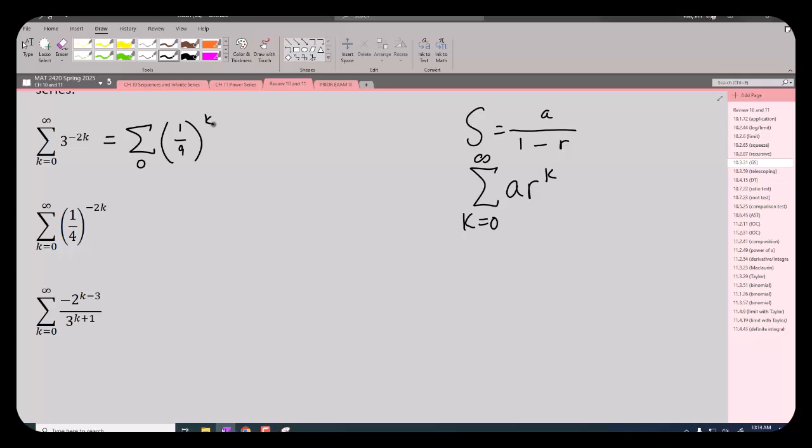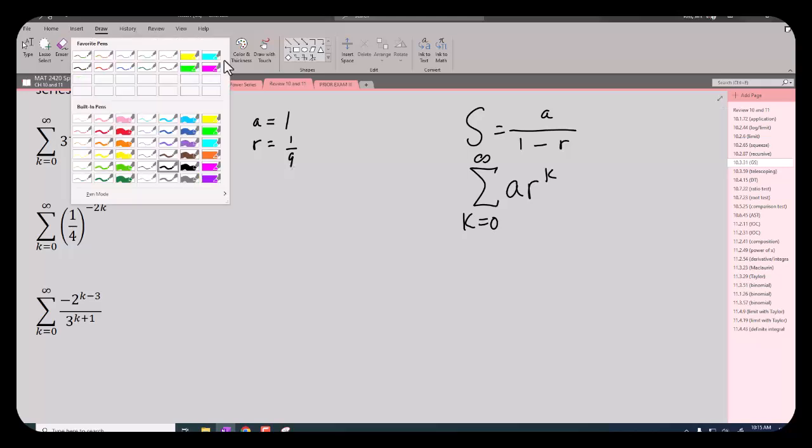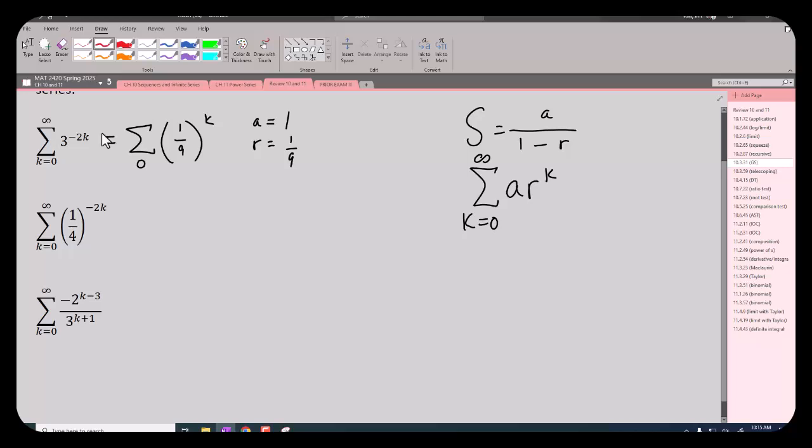Now we can see A and R. This tells us that A is equal to what? 1. 1/9 to the 0. So we use the initial K value to get A, so 1. And the common ratio? 1/9. It's whatever is below the K wrapped up in parentheses. And then we're going to compare that to 1. That's less than 1. So does this converge or diverge?